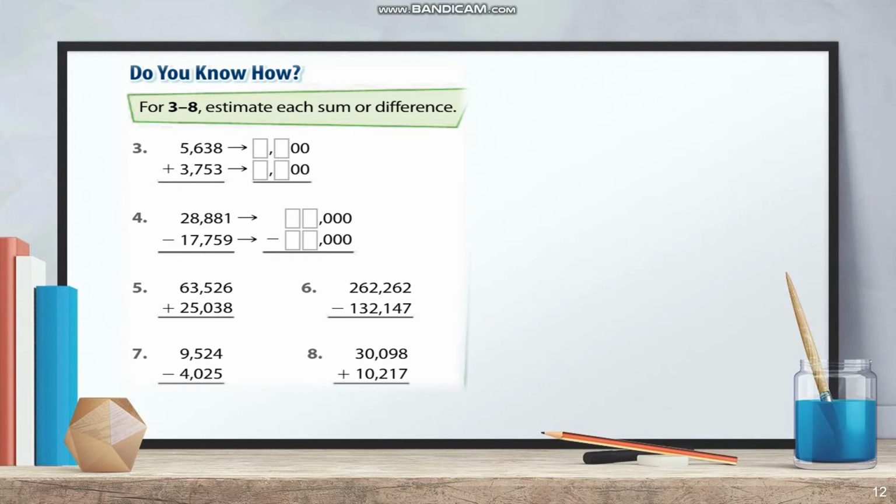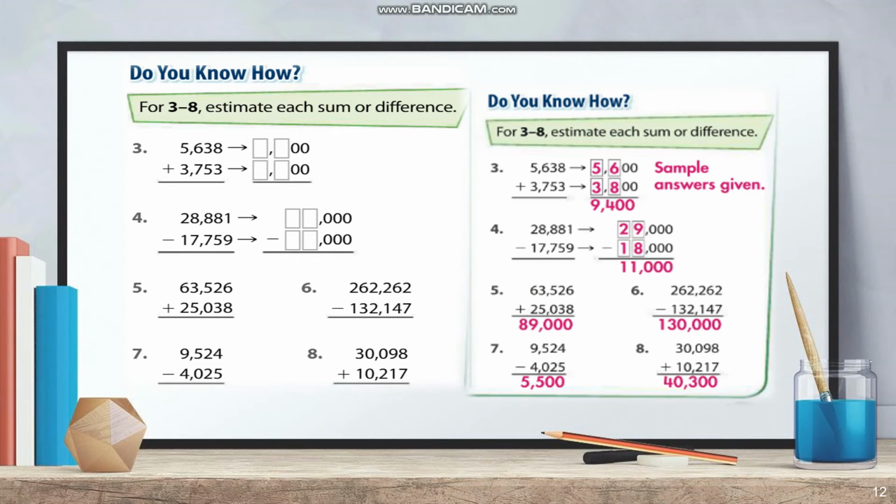Okay, so let's check your answers. So here are the possible answers. For number 3, we have 9,400 possible estimation. Number 4 is 11,000. Number 5 is 89,000. Number 6 is about 130,000. Number 7 is about 5,500. Number 8 is about 40,300. Always remember that in estimating each sum or difference, we have a lot of possible answers based on which number you round.